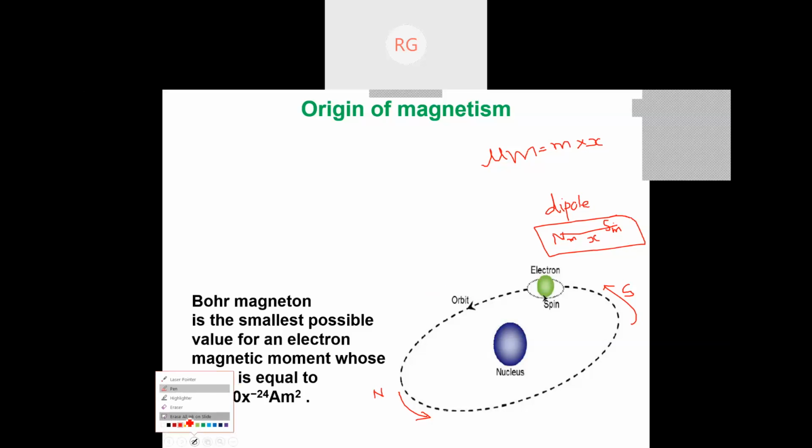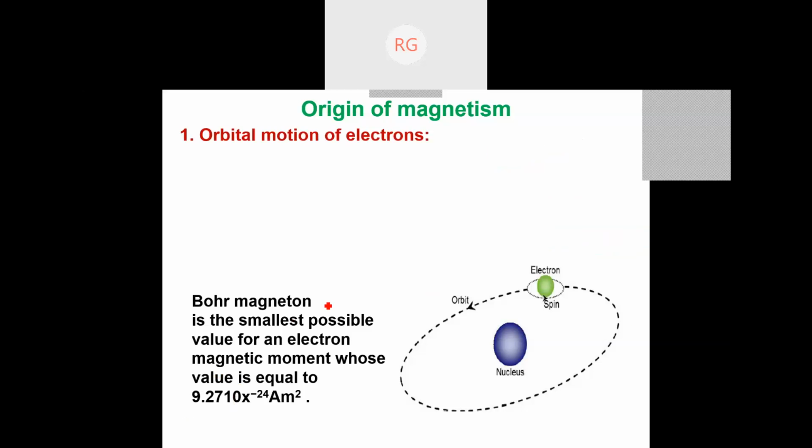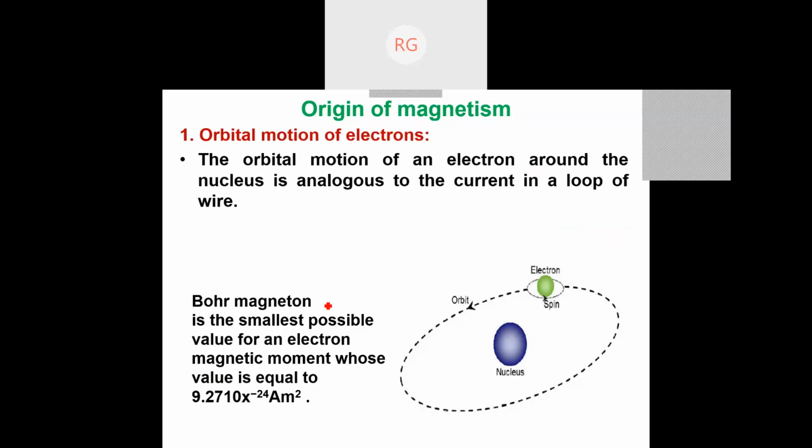And the next reason for getting magnetic moment is, because the electron, if I see it, is not only moving around the nucleus, but it is also moving about itself, which we call the spin of the electron. So the orbital motion of an electron around the nucleus is similar to a current loop. Any current loop will produce magnetism. Therefore, orbital motion gives an origin for magnetism.